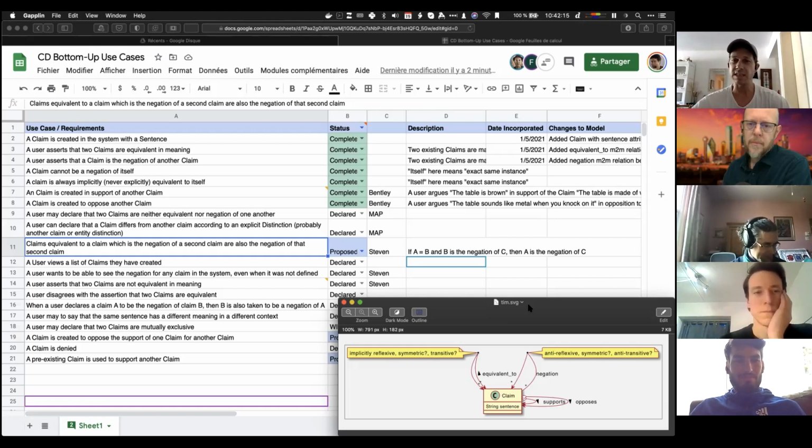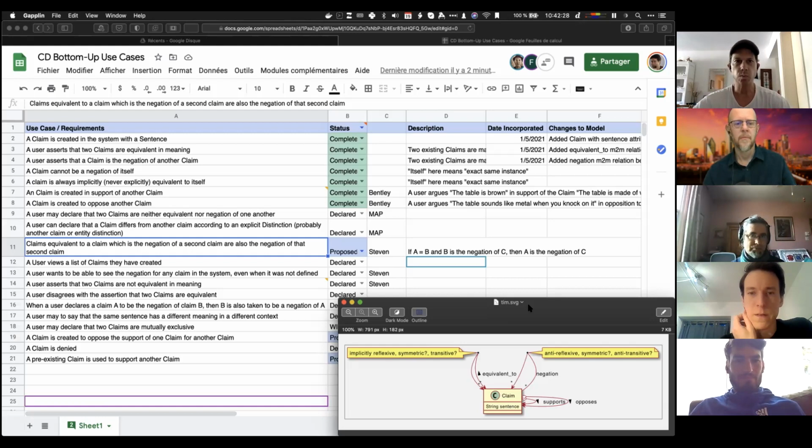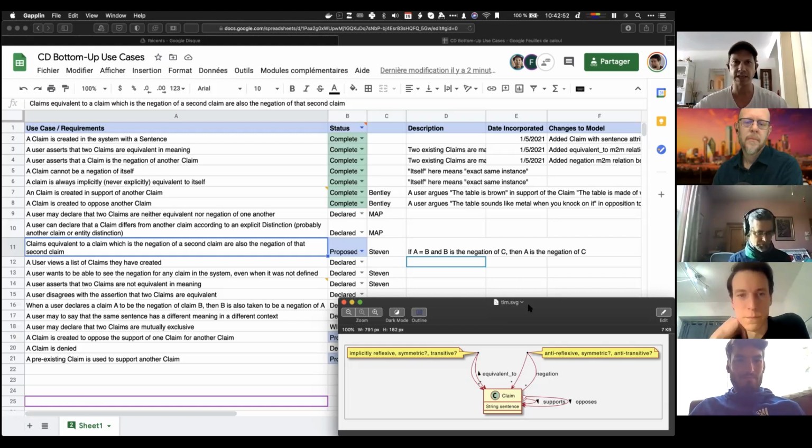My problem with that is it doesn't seem to take into account how these things occur as a use pattern, right? Here's an example using users. Someone goes in and says the table is made of wood, right? Somebody goes in elsewhere, and maybe isn't even looking at that, and puts in their own claim, the table is not made of wood. And somebody goes and says, oh, this is the negation of that.